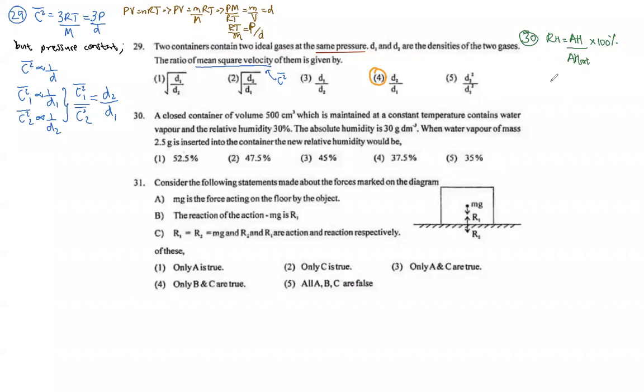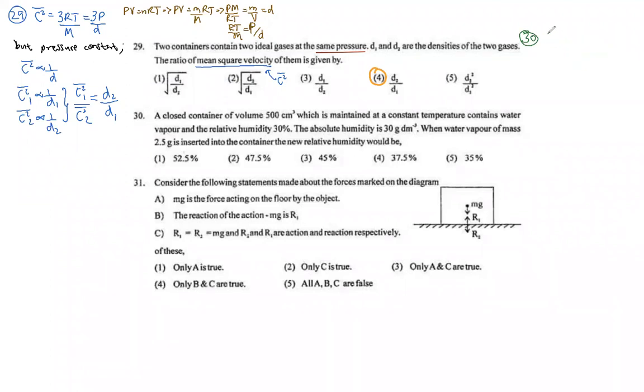Now, will this be helpful for us? A closed container of volume 500 cm³. Volume is given. Why is this value given? Then we can find the gram. Okay, people, sorry. Now relative humidity is 30. Wait, sorry. We'll start this way.